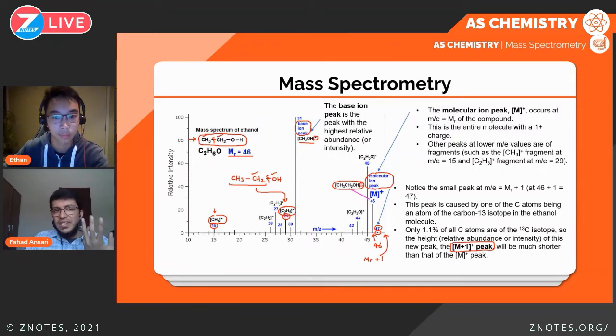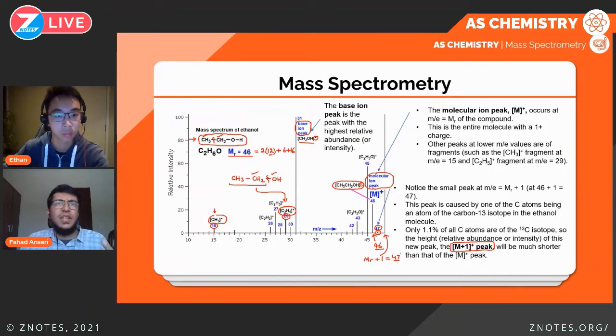The reason why we have an M plus one peak is because the M peak assumed that all the carbon atoms were carbon-12. If I calculate this Mr, which is 46, I have two carbon atoms, so that's 2 times 12, plus 6 hydrogen atoms, plus 1 oxygen atom. Over here, I assume that both carbon atoms were carbon-12. But if one of them happens to be carbon-13, which is a much rarer isotope of carbon, then the mass-to-charge ratio will increase by 1. So from 46, we will go to 47. Now this very tiny peak is very important actually.